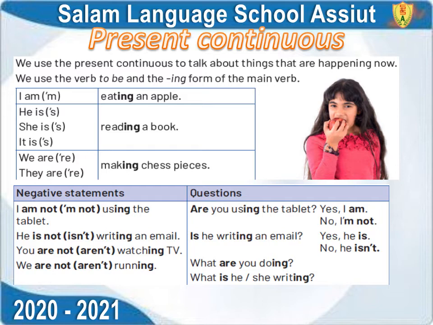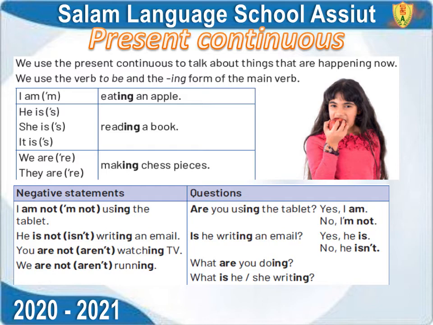Present continuous. We use the present continuous here to talk about things that are happening now. We use the verb to be like am, is, or are, and the ing form of the main verb. For example, I am eating an apple. He is eating an apple. He is reading a book. She is reading a book. It is reading a book.